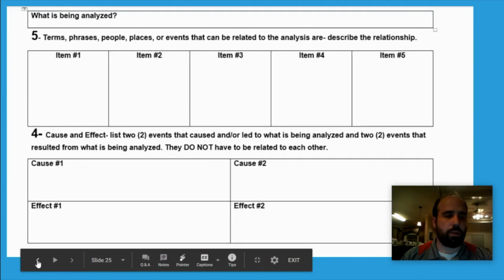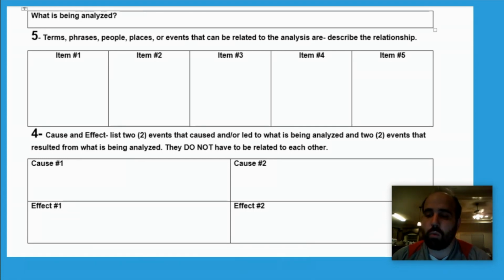All right. Then we have 4. So list 2 events that caused or led to what is being analyzed. So what led to this document? What are some things that were going on? It could be specific events that are found, again, right in the writing itself, or they could think about what you've already talked about and how it applies to why this was created.